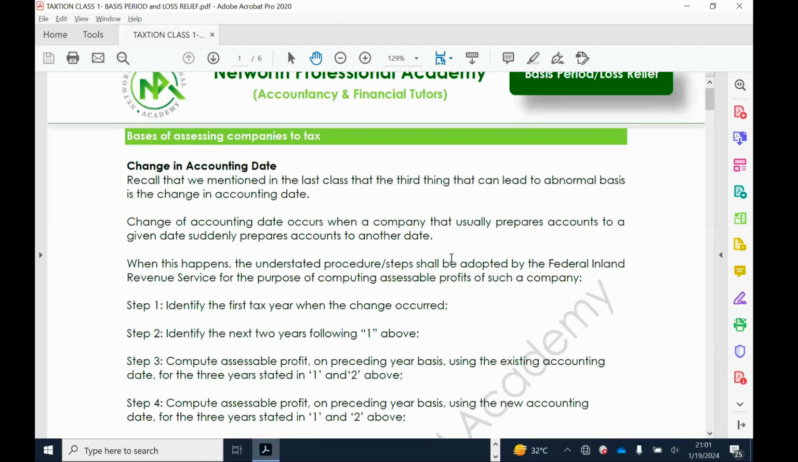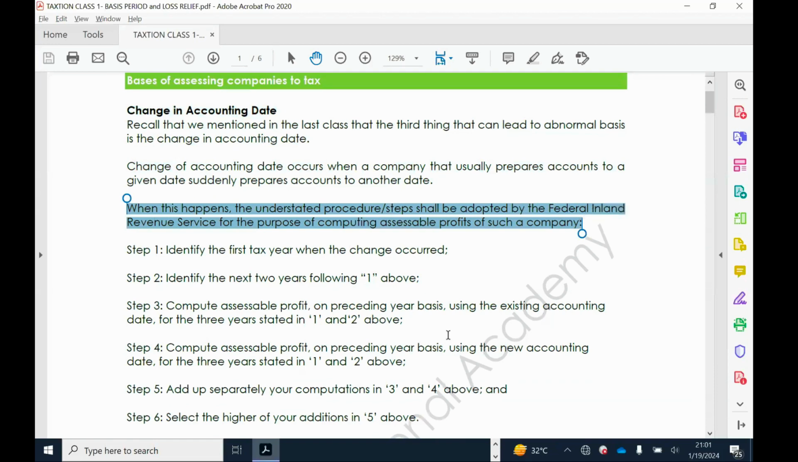And I said that when there's a change in accounting dates, there are certain steps that a regulatory authority takes to decide the appropriate means of assessing the profit of the entity to tax. I'll repeat what I said. When there's a change in accounting dates, there are certain steps that the regulatory authority, which is FIRS in this case, takes to ensure that they appropriately assess the profits of the company to tax.